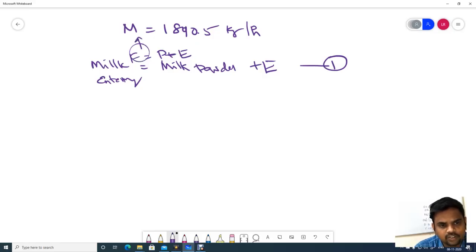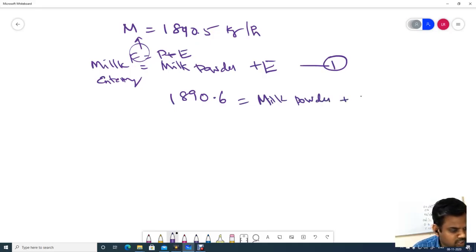So that way we have 1890.5. I got around 0.57, I will make it 6. So 1890.6 is equal to whatever is the milk powder produced plus water evaporated. How much water is evaporated here? 1323.4.